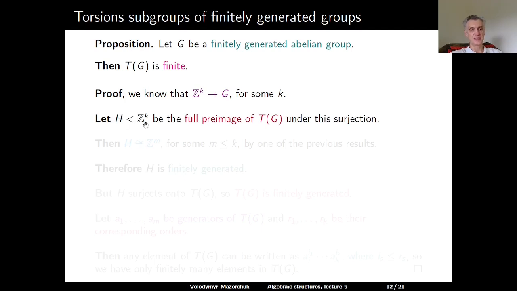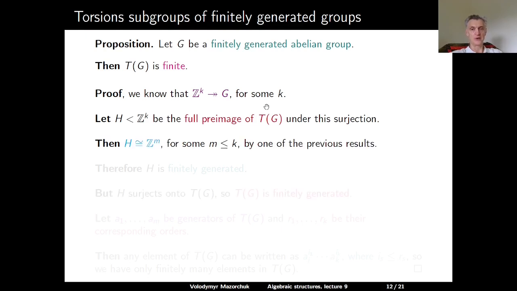Let H be the subgroup of Z^k, defined as the full preimage of the group T(G), that's a subgroup of G, under this surjection. So we fix this surjection and we look at all elements of Z^k which go to T(G). That's of course a subgroup.